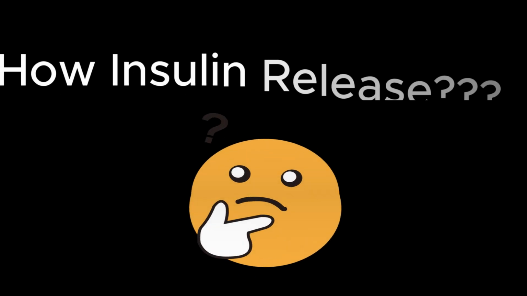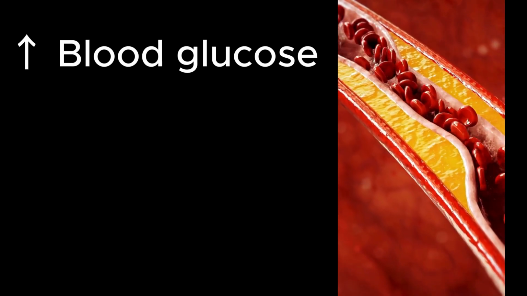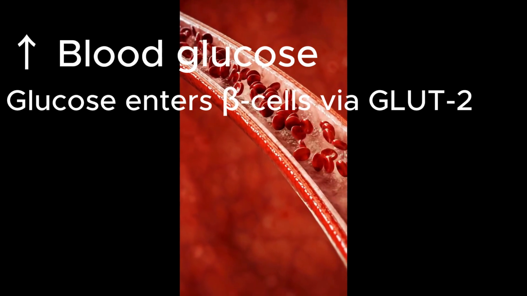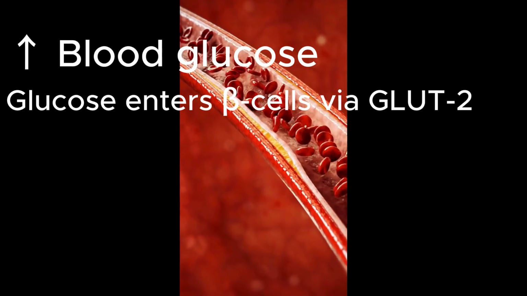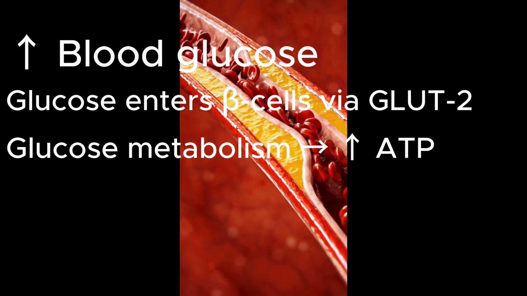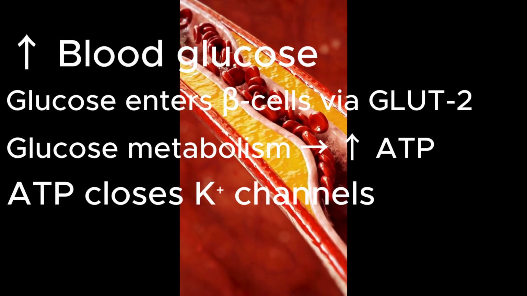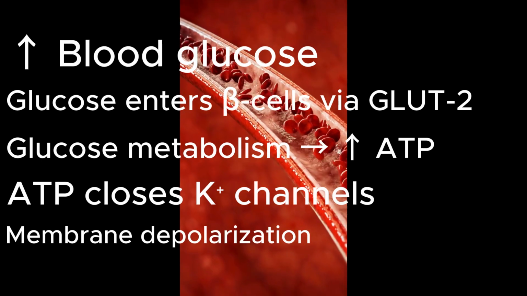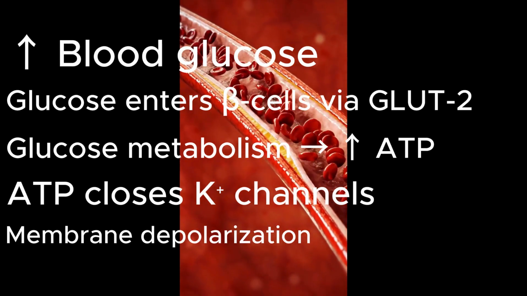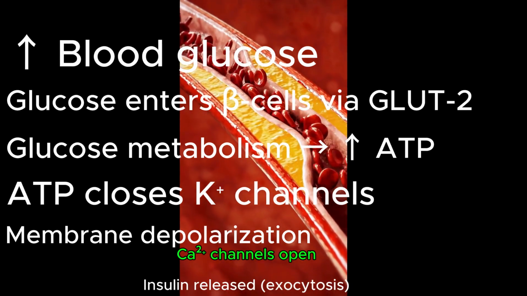Now we have to check the mechanism of insulin. Normally, whenever blood glucose level increases, glucose enters into the beta cell with the help of the transporter known as GLUT2. Now in the beta cell, glucose metabolism happens and ATP production increases. This ATP closes the potassium channel and membrane depolarization happens. Due to depolarization, calcium channels open and they cause exocytosis of insulin.